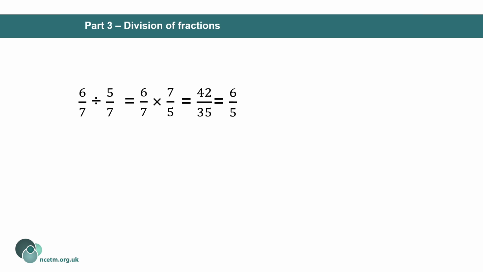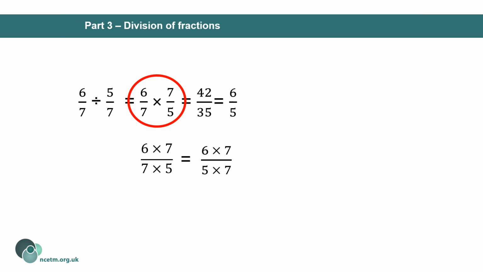Now the reason for this is linked to this stage in our working, and it's also linked to how we simplified 42 over 35. So if we take this calculation circled, we know that it's equivalent to this. So 6 multiplied by 7 all over 7 multiplied by 5. Now that must mean that this is also true. So 6 multiplied by 7, which is our 42, all divided by 5 multiplied by 7, which is our 35.